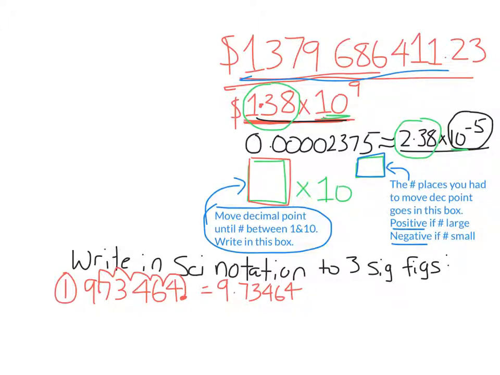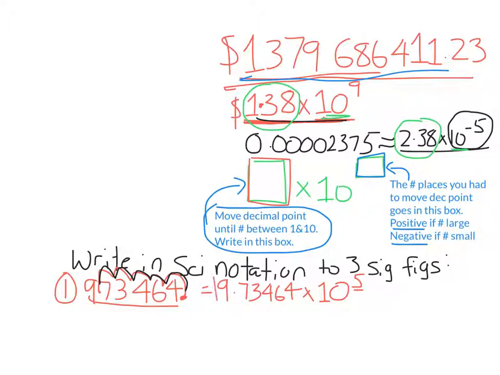So I take that and I times it by 10 to the power of something. Now, because I moved the decimal point 1, 2, 3, 4, 5 spots, I put a 5 in the power. Now, the original number was a large number. It was more than 1, so that means the number here should be positive.